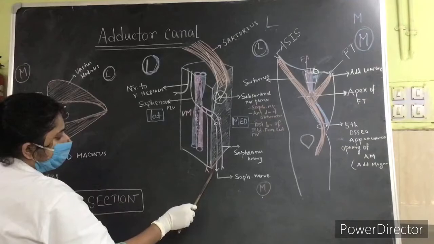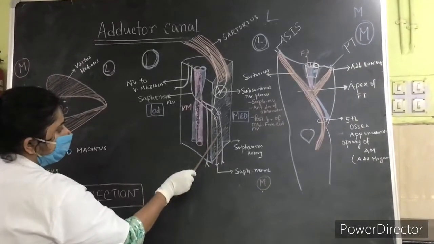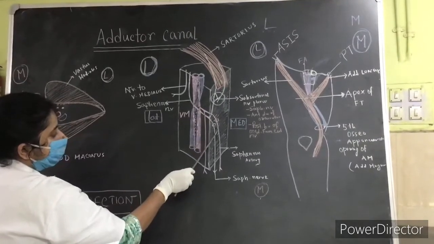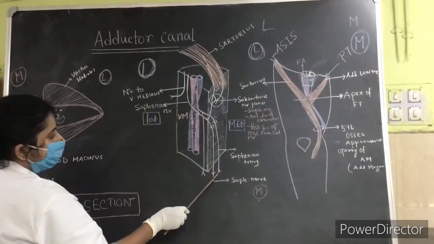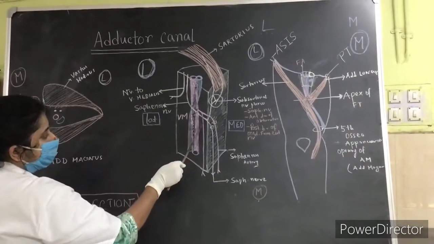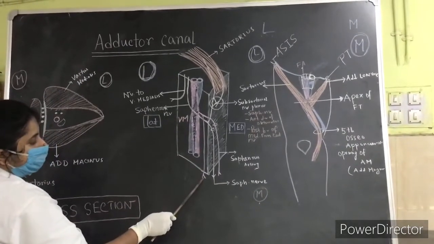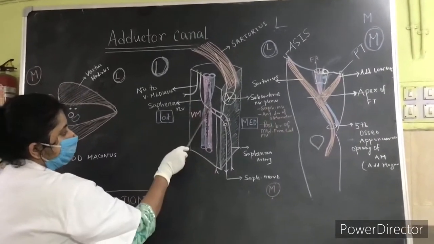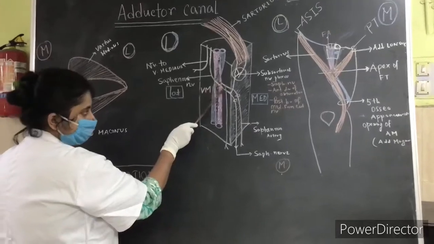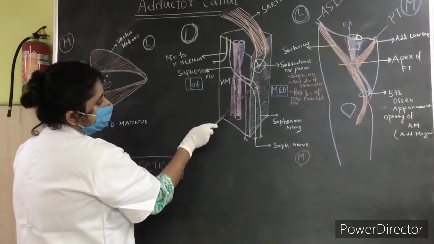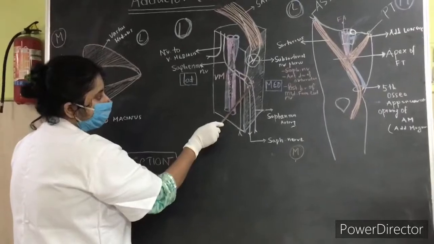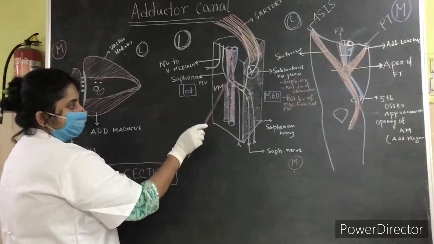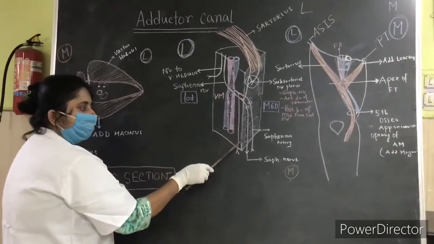Okay, and it goes along with the saphenous artery. Okay, that is one branch of the femoral artery. Okay, and this artery is known as descending genicular artery. That is another branch of the femoral artery. So we can see here that this saphenous artery and the saphenous nerve both are piercing the fascial roof of the adductor canal. You can see from this picture. Both are piercing the fascial roof of the adductor canal.